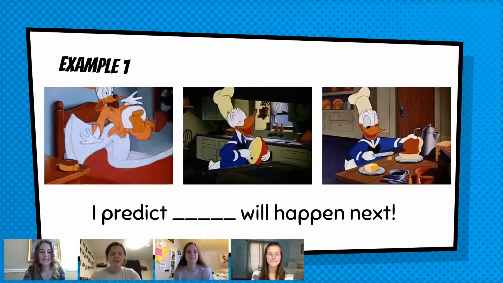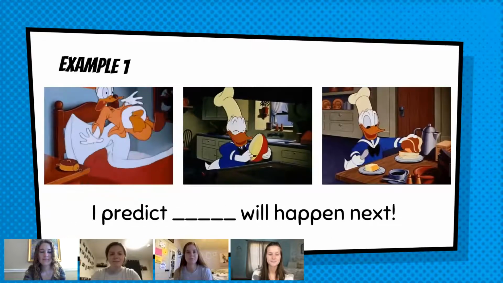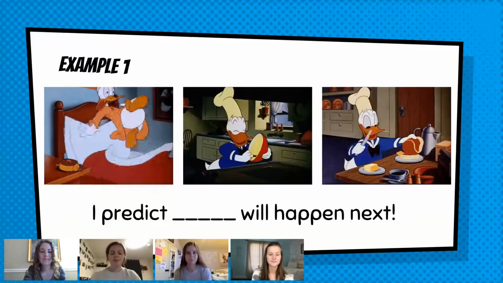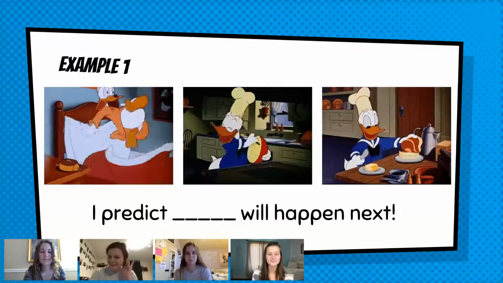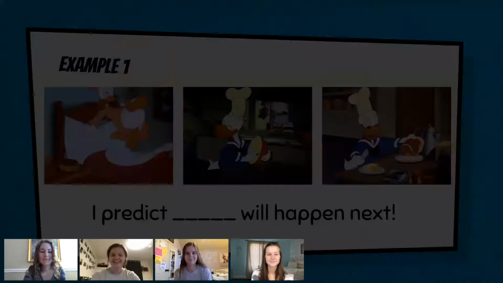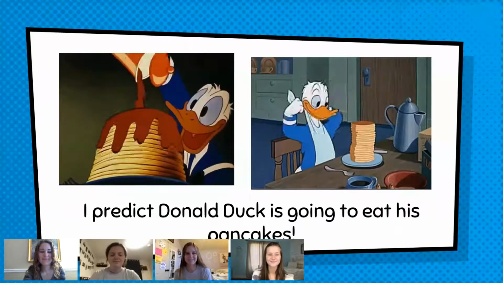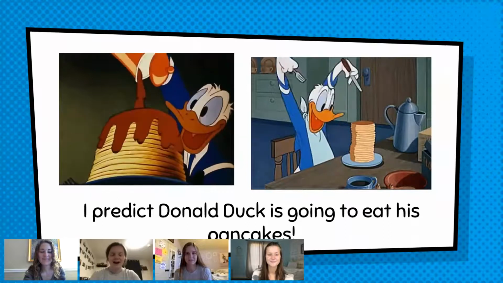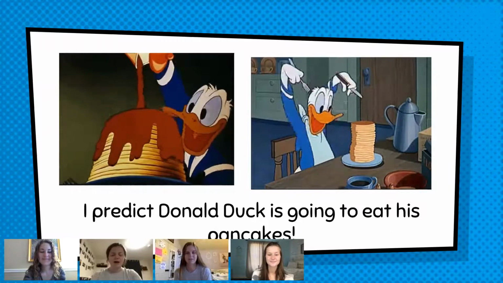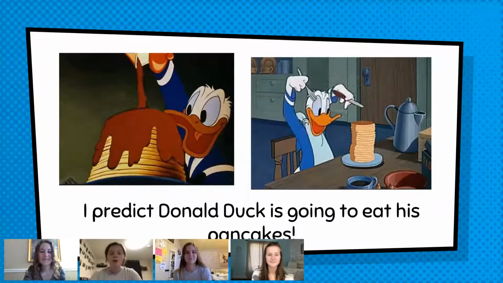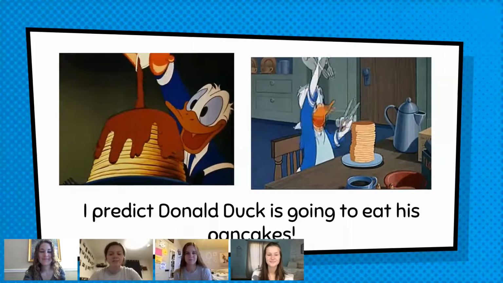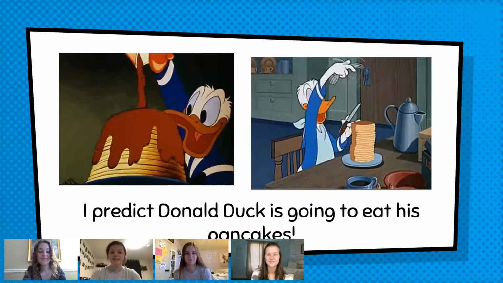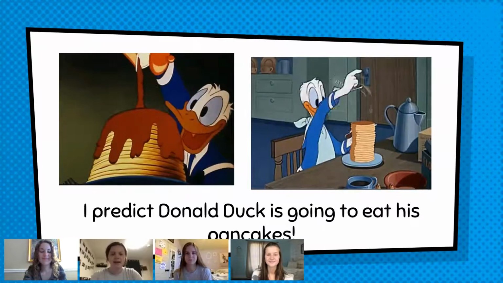Remember, we are going to phrase our statement as I predict blank will happen next. So, what do you think Donald Duck will do with his pancakes next? Okay, so I said that I predict Donald Duck is going to eat his pancakes. Remember, if your answer is different than this answer, that's okay. Let's move on to our second example.